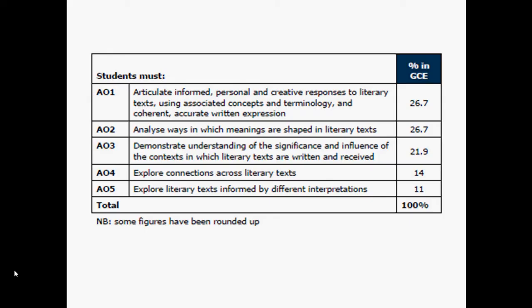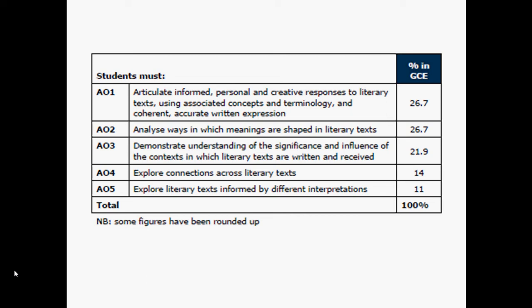Now, what does that mean? Well, AO1 is your ability to create an essay using terminology and create an argument. AO2 is your ability to analyse how language, form and structure do that. AO3 is your ability, therefore, to understand how context, literary, social and historical, impacts on the piece. AO4, again, is your look at comparison as well.